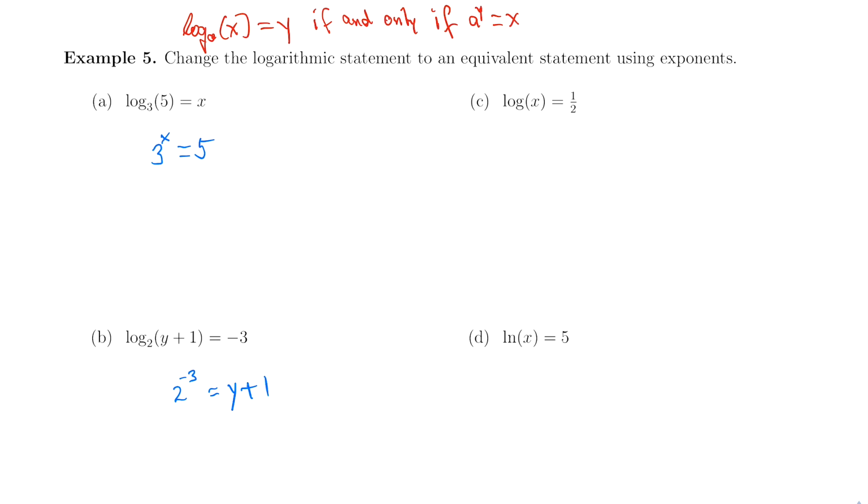And then for C, we just have log, and we have to remember that that means base 10. So 10 to the power of 1/2 equals x. Now here I would like to remind us that the power of 1/2, so any rational power, refers to a square root. So you can also rewrite that as the square root of 10 equals x.